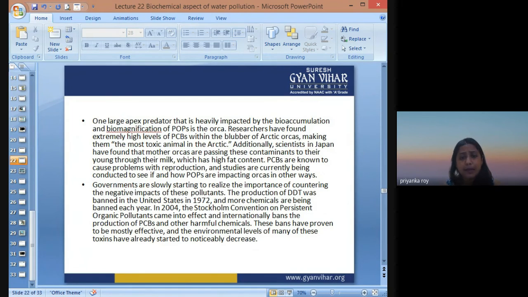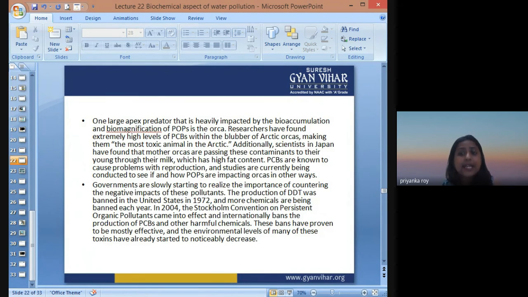On the larger aspect, the predator that is heavily impacted by bioaccumulation and biomagnification of POPs, that is persistent organic pollutants, is the orca whale, or we can call it the killer whale. Researchers have found extremely high levels of PCBs within the blubber of Arctic orcas, making them the most toxic animals in the Arctic Ocean.